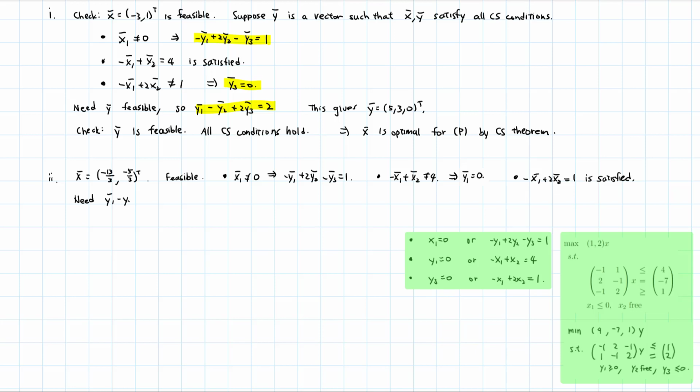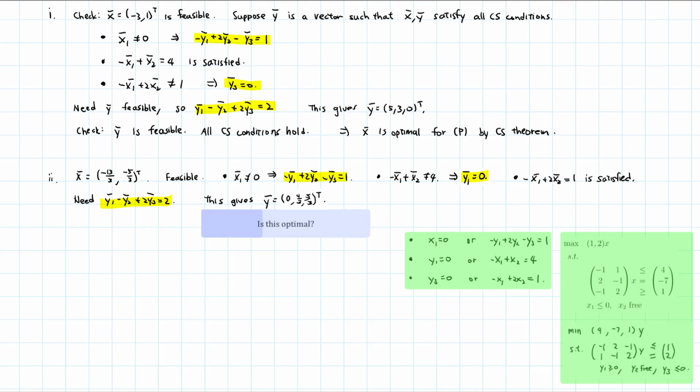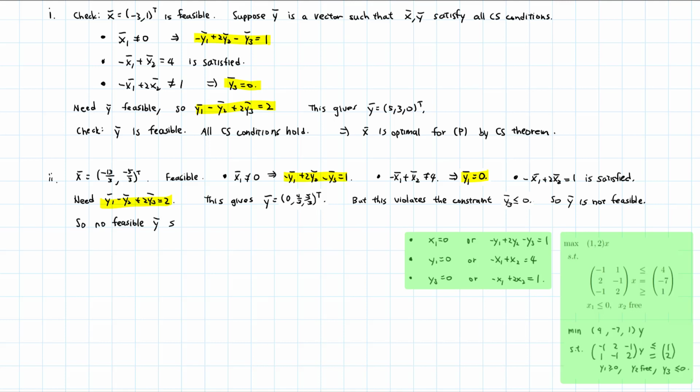We also need feasibility for y bar, and now we can solve for y bar, which is 0, 4/3, and 5/3. We see that this violates the constraint that y3 bar is less than or equal to 0. So y bar is not feasible. So, no feasible y bar satisfies CS conditions with x bar. That implies that x bar is not optimal.